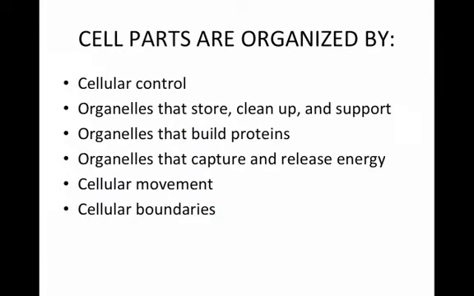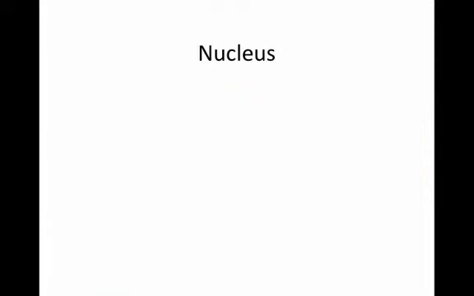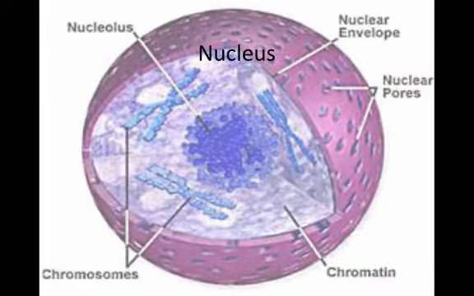Cell parts are organized by what controls the cell, things that store, clean up, and support the cell, things that build proteins, organelles that capture and transform energy, cellular movement, and the different boundaries. A cell is like a candy factory. We're going to start with the nucleus, which is the control center of the cell. It contains the DNA.